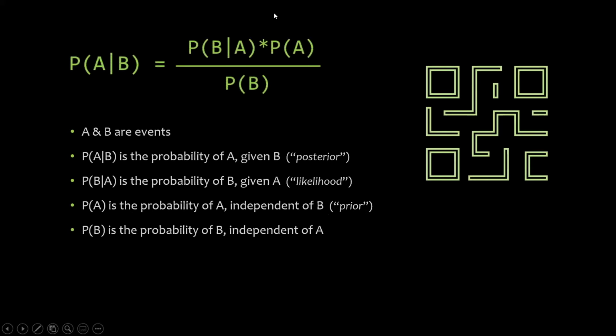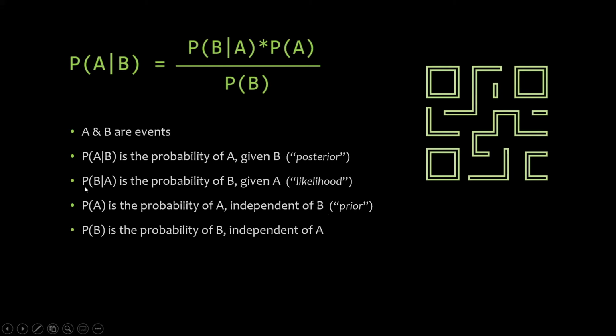So here's the theorem up at the top. As you can see, it's composed of two variables, A and B, and A and B represent events. This vertical bar here represents "given." So this whole portion of the equation means the probability of A given B, and the jargon term is posterior.